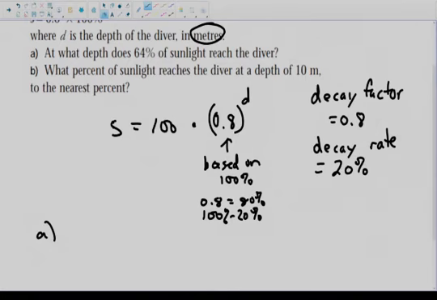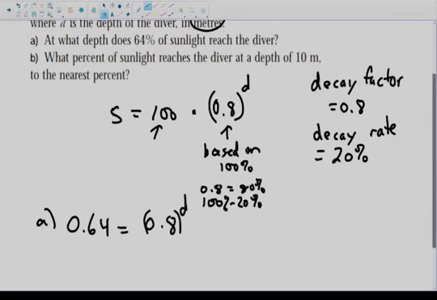For question A, at what depth does 64% of the sunlight reach the diver? Well, this would be the final percentage, the final amount, which is S. Okay, so I'm going to put 64 in that position, the final amount position, equals 100. Now, to save us some time, we're always going to be dividing by 100 in cases like this, right? So let's just do that right off the bat, all right? Some of you may have been clamoring for me to do that already. And now we've got to find D.